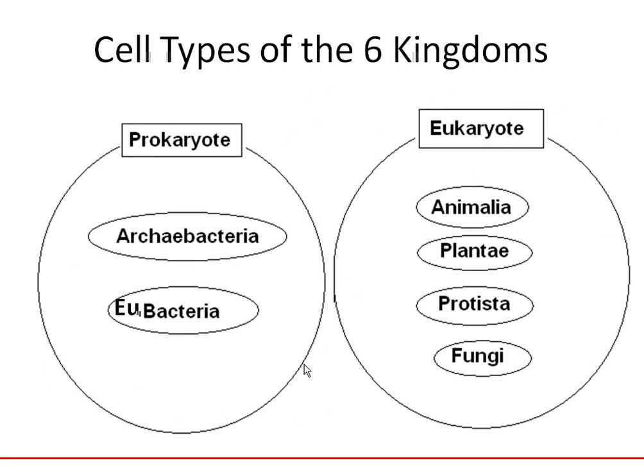All right, cell types of the 6 kingdoms. The prokaryotic kingdoms are bacteria. If you see bacteria in the name, you know you're dealing with a prokaryote. Archaebacteria and eubacteria are both prokaryotic kingdoms. Eukaryotes include animals, plants, protists, and fungi. We'll talk more about classification at the end of third quarter.